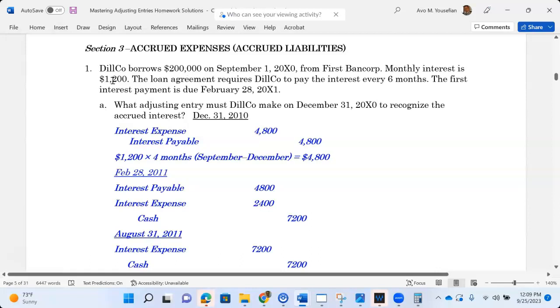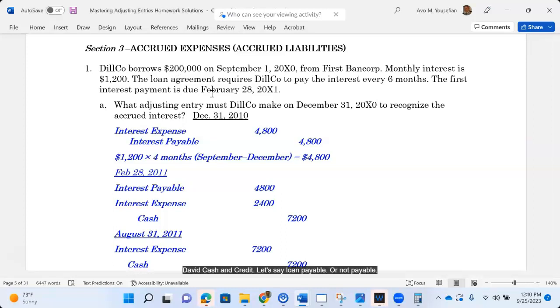Okay, so the annual interest rate is 7.2%, and we have monthly interest due of $1,200, and it has to be paid every 6 months. The first one is due on February 28th. So we first borrow this. If we borrow this, the journal entry is debit cash $200,000 and credit, let's say, loan payable or note payable.